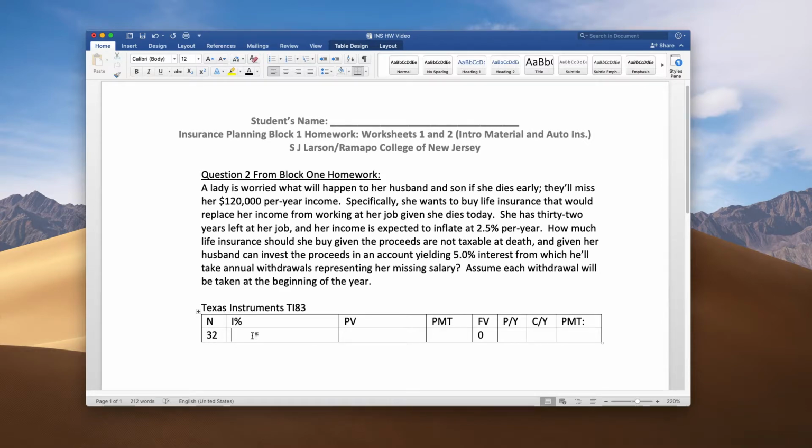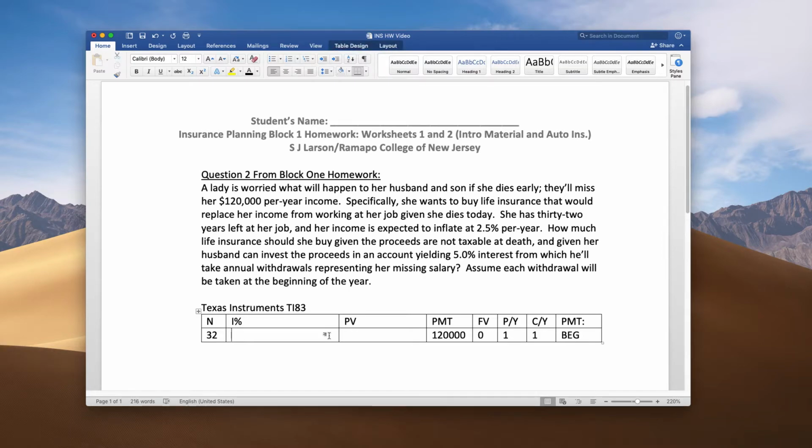N is 32. She has 32 years left of her working career, and the payment is 120,000. We'll set the calculator payments per year and compound per year as 1. And we're going to set the calculator to begin. Be sure to set the calculator to begin. And it says here in the last sentence, assume each withdrawal will be taken at the beginning of the year, which makes sense. We wouldn't want her husband to have to wait an entire year after she's gone to get the first payment. We'd want it to be paid right away.